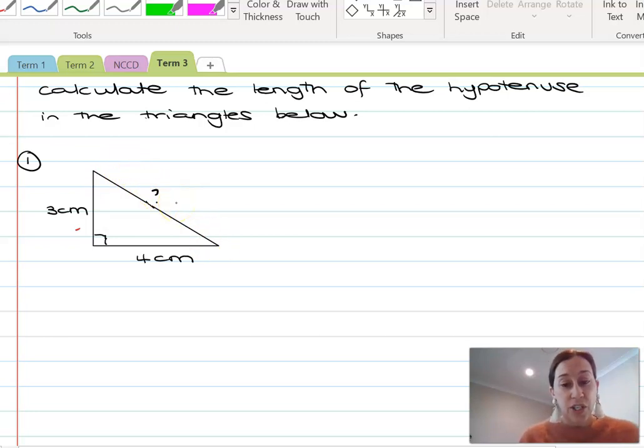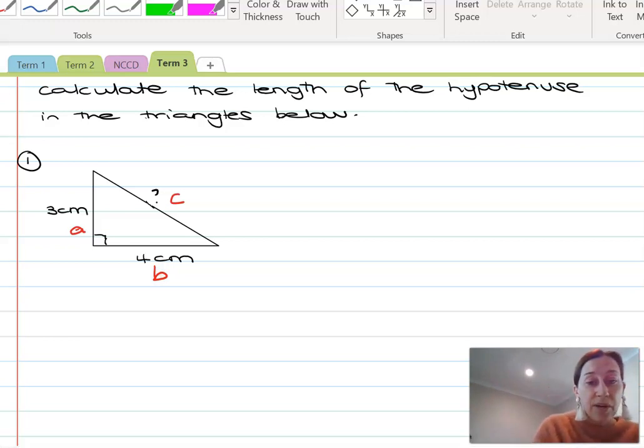I'm going to label the triangle with our variables A, B and C, which is what was in the formula. C is the most important side, so that's the one I label first, and that's the hypotenuse. Then A and B are the two shorter sides, and it doesn't matter which one is B and which one is A. C is the vital one. The next step is to write the formula down: A squared plus B squared equals C squared.